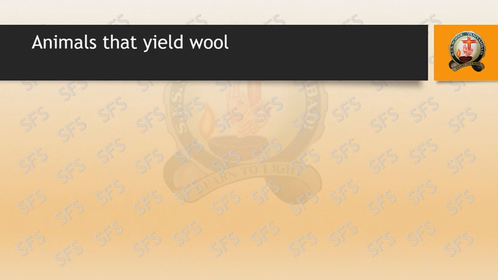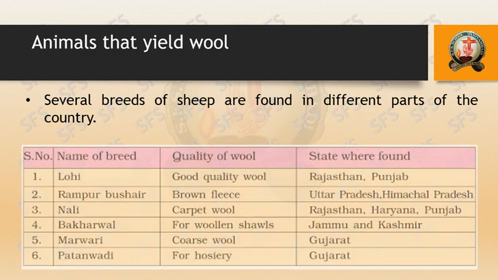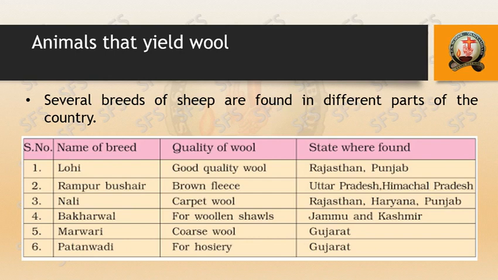So what are the animals that yield wool? This is very important. Several breeds of sheep are found in different parts of the country. You can see here a list of common breeds which we use for getting different qualities of wool, and the state in which they are found, all mentioned in this tabular column. There is a sheep called Lohi. Lohi is the name of a sheep breed. It is helpful for getting good quality wool. You can find them in Rajasthan and Punjab.